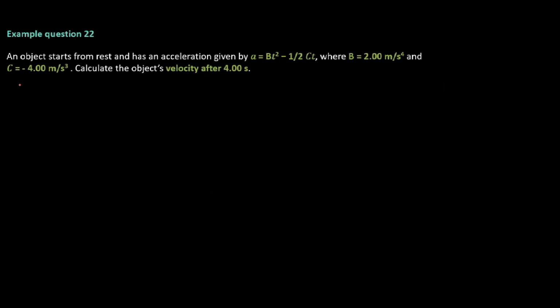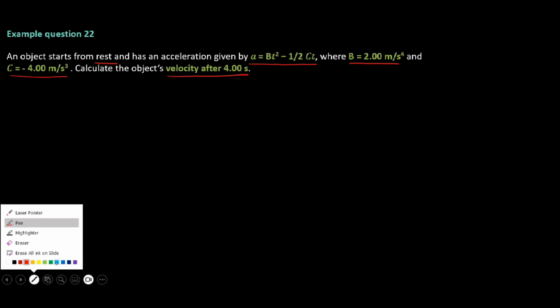Example question 22. An object starts from rest and has an acceleration given by a equals bt squared minus half ct, where b is 2 meter per second to the power 4 and c is negative 4 meter per second cube. Calculate the object's velocity after 4 seconds.